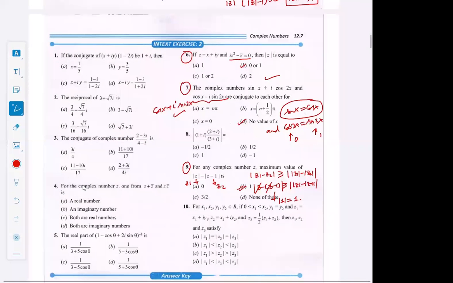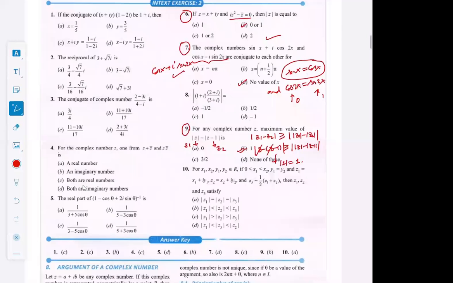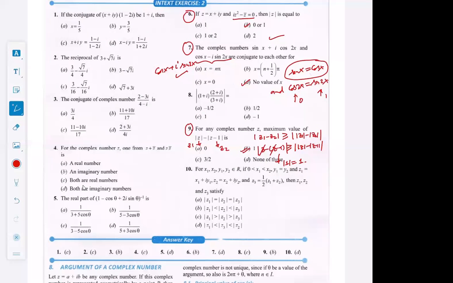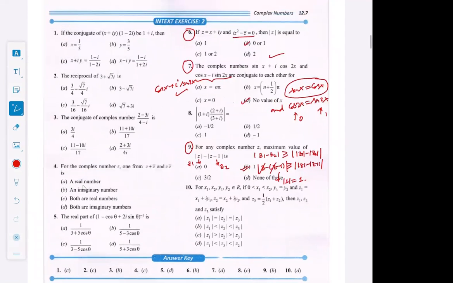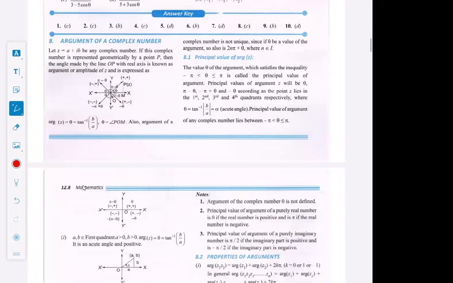Now, so this one is completed. Do you have any other doubt in this in text? So moving on to the next exercise.